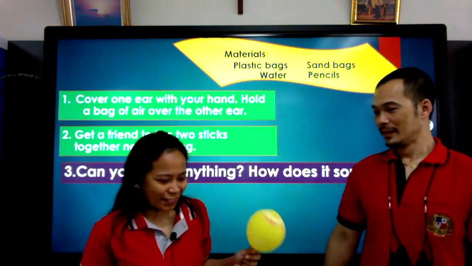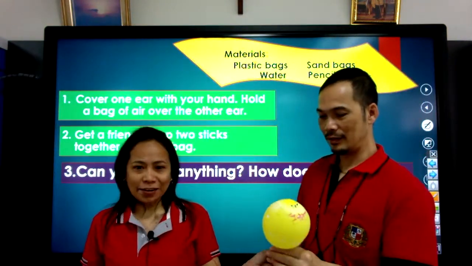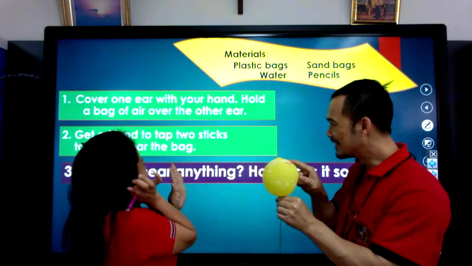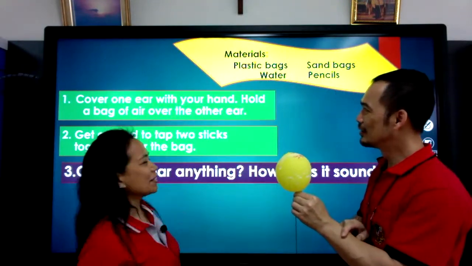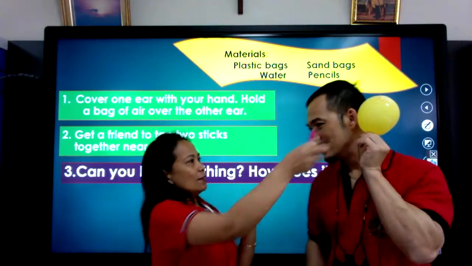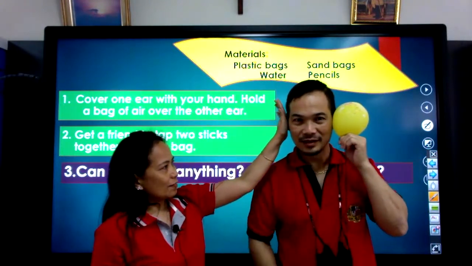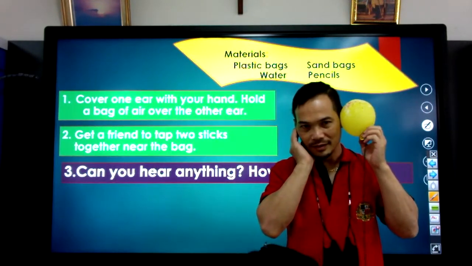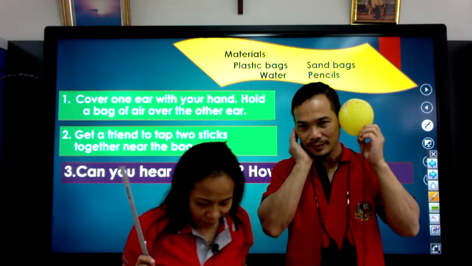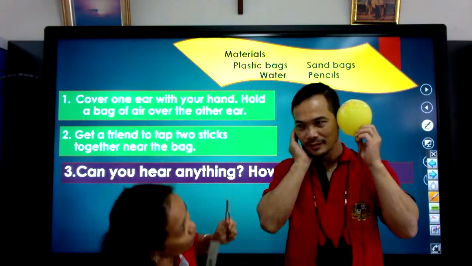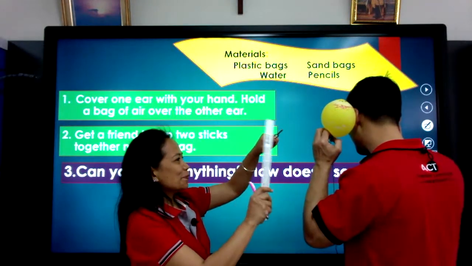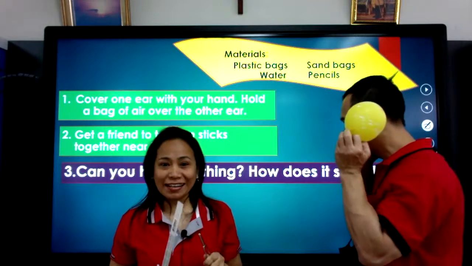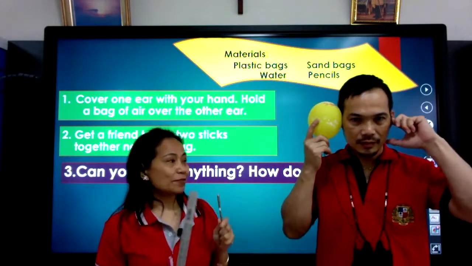Okay, let's do this. First is air. So cover one air with your hand. Hold the bag of air over the other air. Just like that, and then cover. Okay, I will do it like this. Let's see if you can hear. Can you hear, Master? Not very clear. Yes, I can, but not very clear. Okay, he said yes, but not clear.